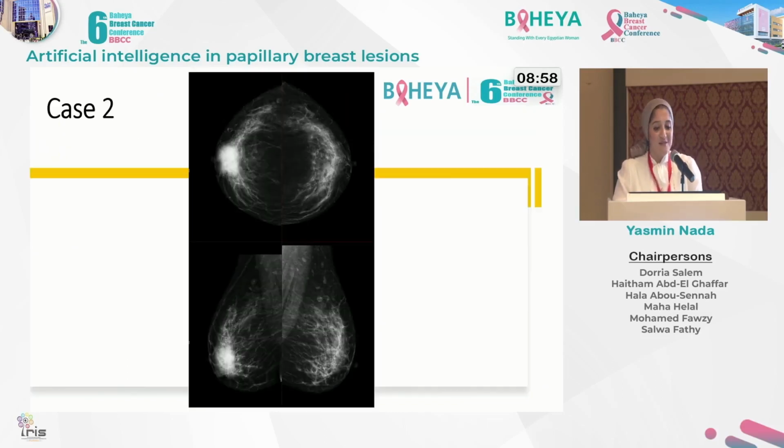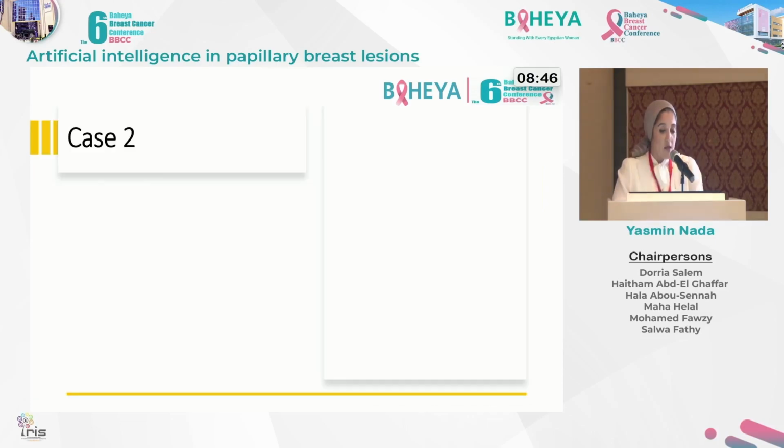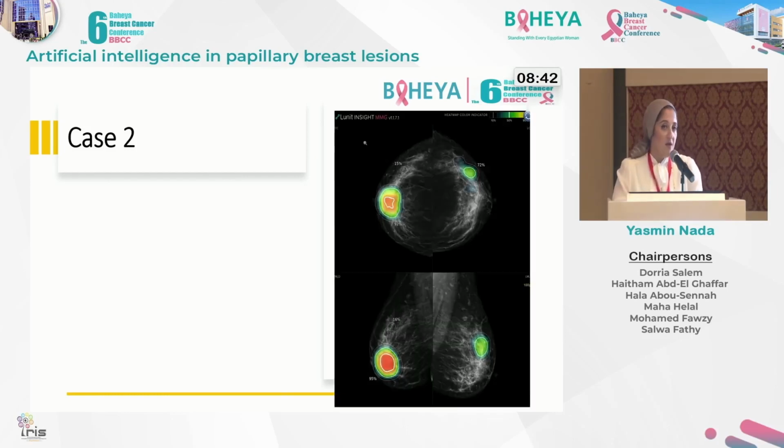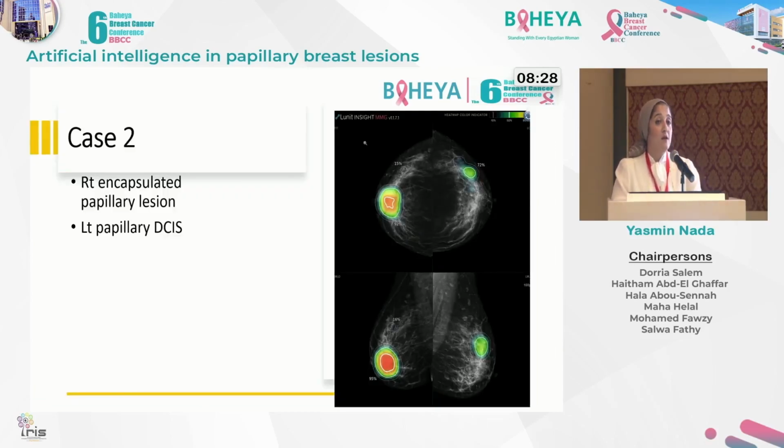Okay, the second case. Where is the lesion? Right or left? Right. So see it enclosed. It's a retroareolar, centrally located, ill-defined lesion of high density. Okay, so let's see the AI. I think it's very suspicious, very obvious. Okay, giving it a very high score, but there is another lesion in the other breast. Let's see it enclosed. It's already missed, right? See it enclosed. It's a calcification of linear distribution, amorphous in shape, and it came out to be left papillary DCIS. So it's very clever in calcification.